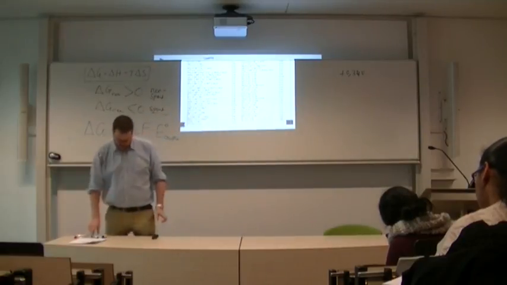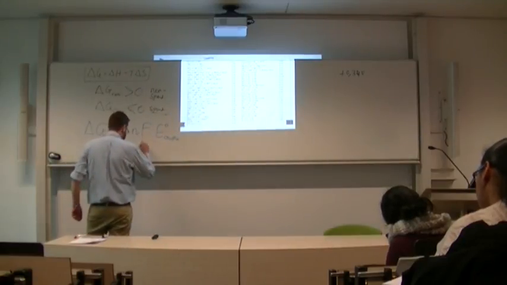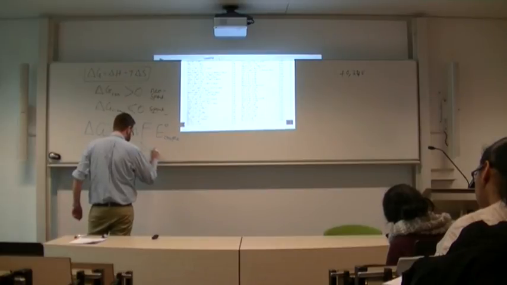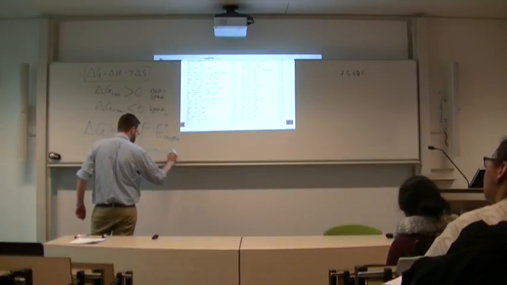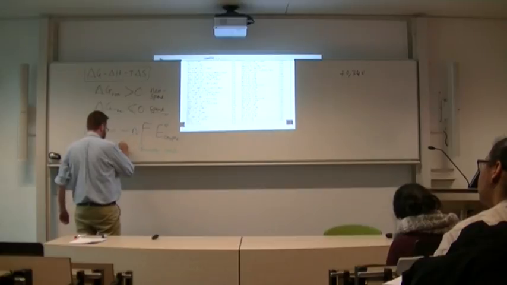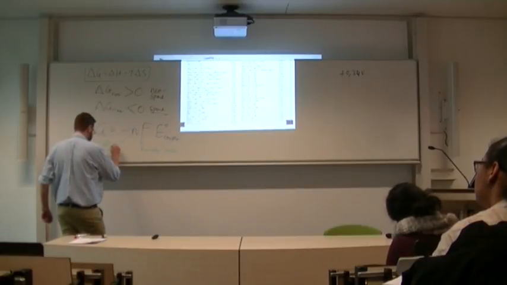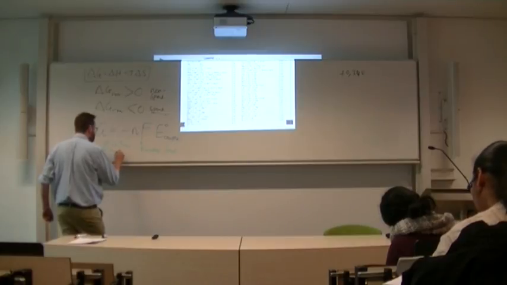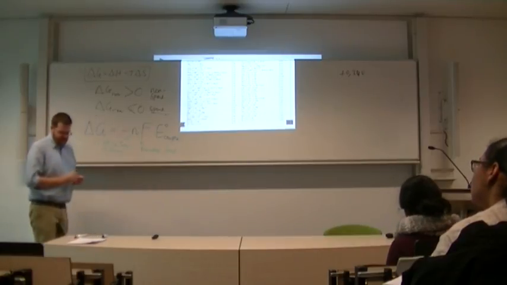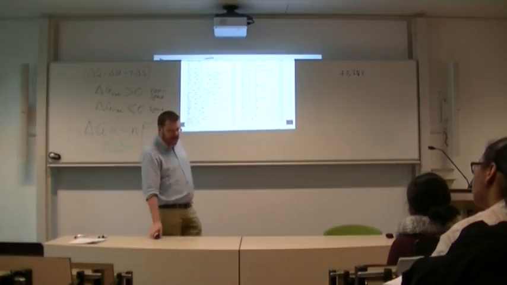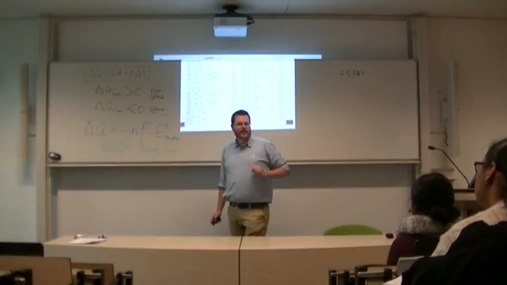So let's write that down. This is the Faraday constant. This is the number of moles of electrons. Now, the number of moles of electrons is very easy. You just get it from the balanced half reaction.